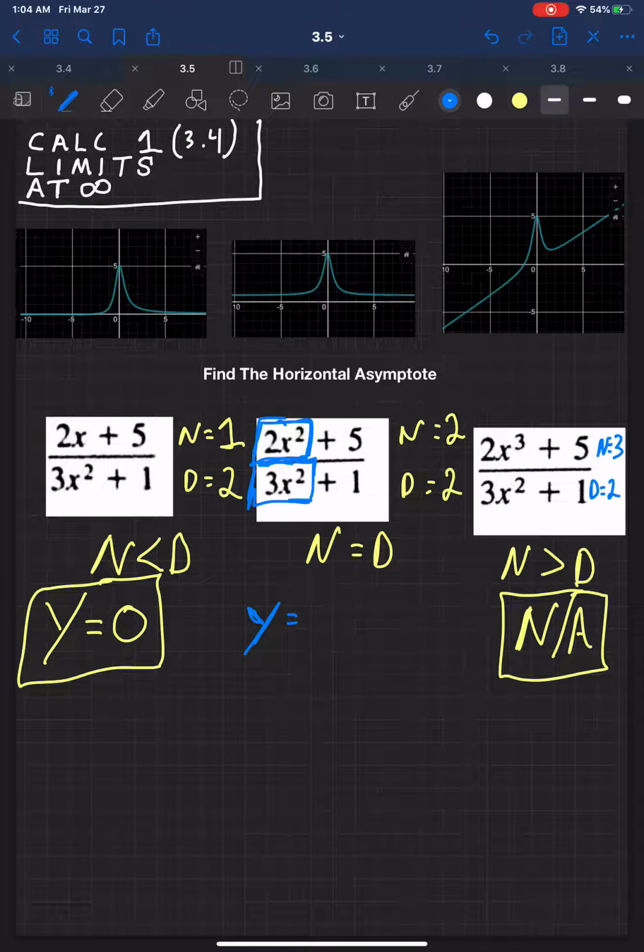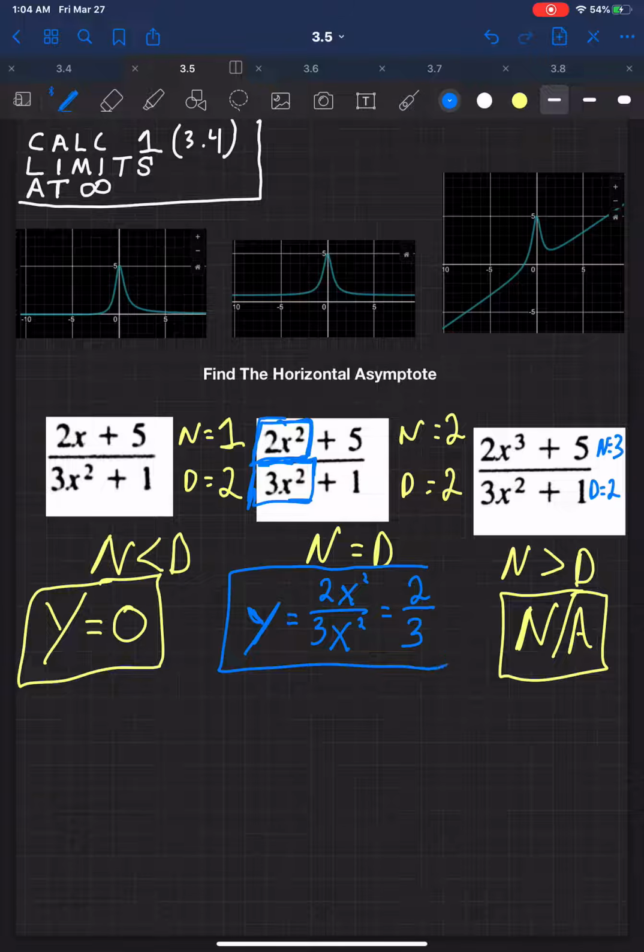So y is going to be equal to 2x squared over 3x squared. And remember I said that y is going to equal some a over b. So the x squareds are going to cancel out. That leaves you with 2 over 3. So y is equal to 2/3. Notice, look at the geometry. As x gets really large, as x goes to infinity, your graph is starting to approach some value. And that value is indeed 2/3.